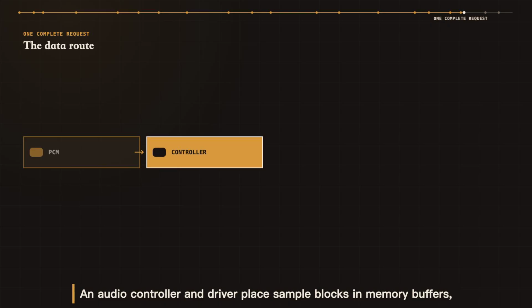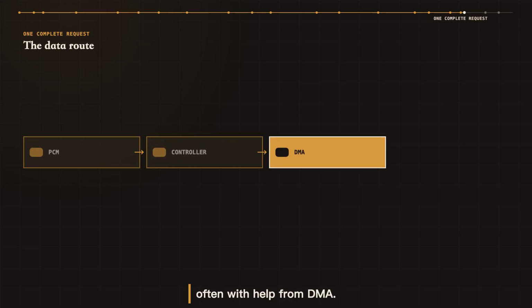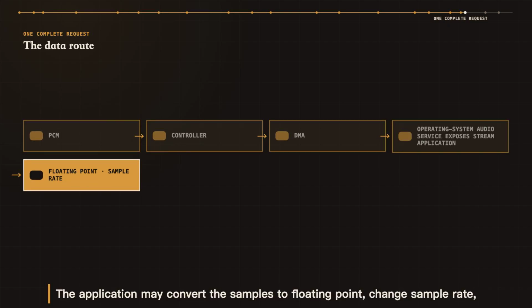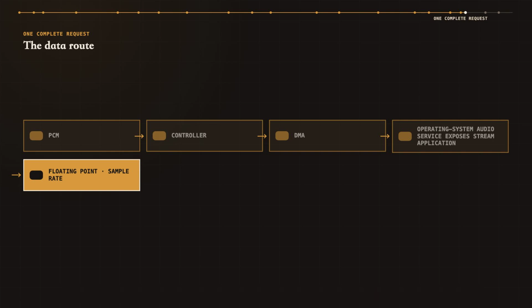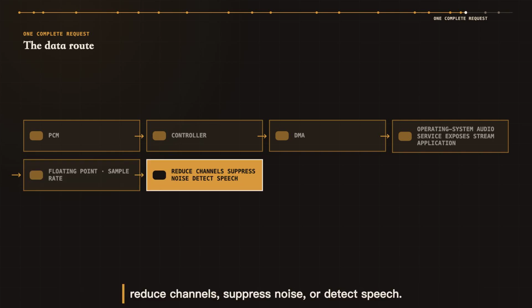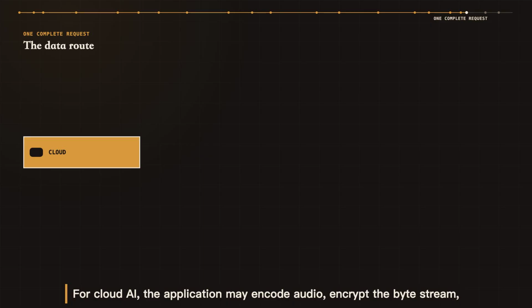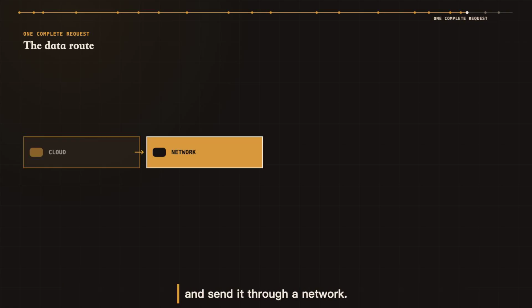An audio controller and driver place sample blocks in memory buffers, often with help from DMA. The operating system audio service exposes the stream to the application. The application may convert the samples to floating point, change sample rate, reduce channels, suppress noise, or detect speech. For local AI, the numerical audio continues to a local model runtime. For cloud AI, the application may encode audio, encrypt the byte stream, and send it through a network.